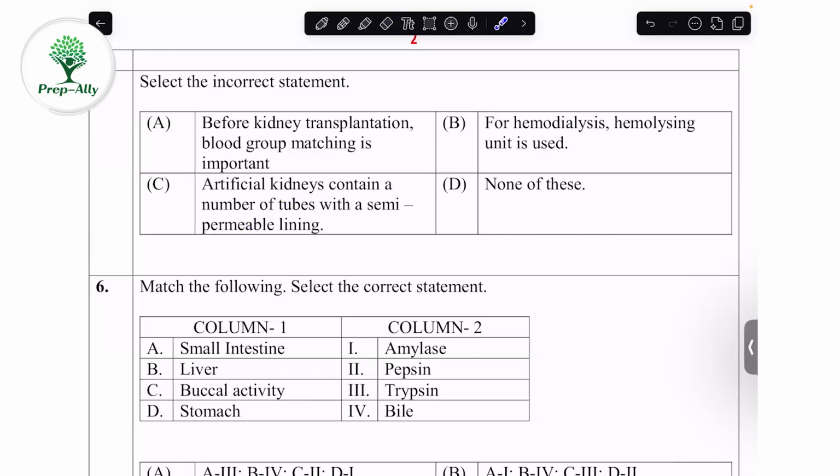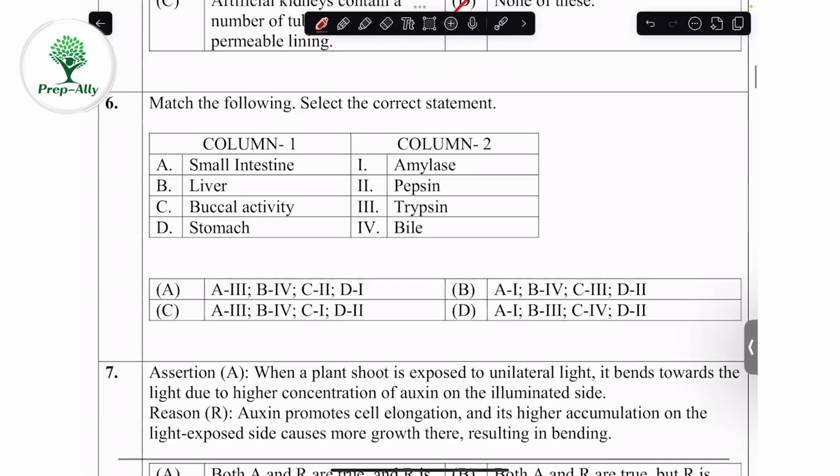So then what is correct? None of these is correct. Why? Because all the statements are correct, so none of these. Sixth question: match the following and select the correct statement. We'll match and see. From the options, you have to select which option is correct.